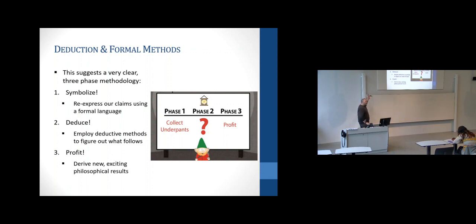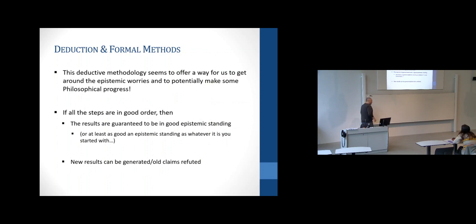So, here's a beautiful 3-step methodology. Collect underpants, ? Profit. This deductive methodology offers a way for us to get around the epistemic worries, potentially make some progress. If the steps are in good order, then the results are guaranteed to be in good epistemic standing, or at least as good as where we started with. That's just what the good standing means, right? They're valid arguments, they're epistemically impeccable. The truth of the premises is going to guarantee truth of conclusion.